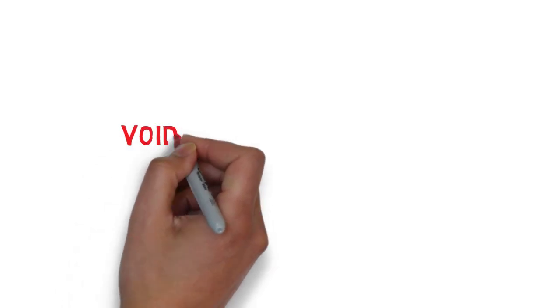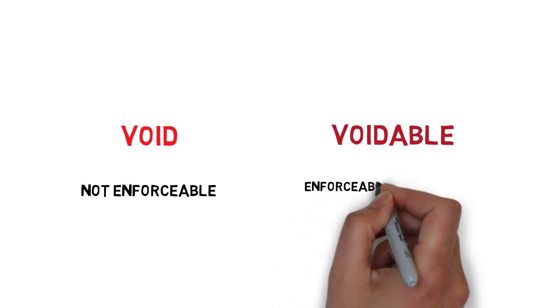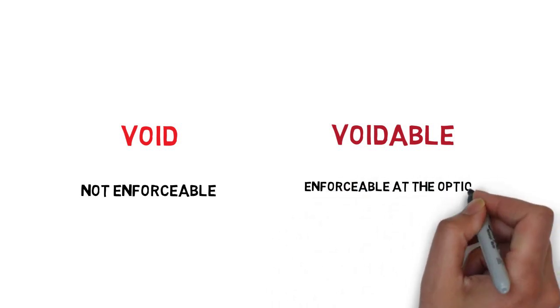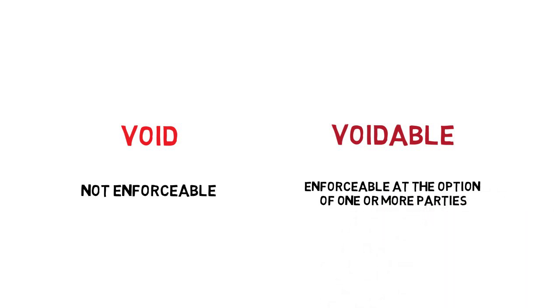Under the void contract, we have two types. One is the void and the other is the voidable. So void is anything which is not enforceable by law, whereas an agreement which is enforceable by law at the option of one or more parties thereto, but not at the option of others, is a voidable contract.